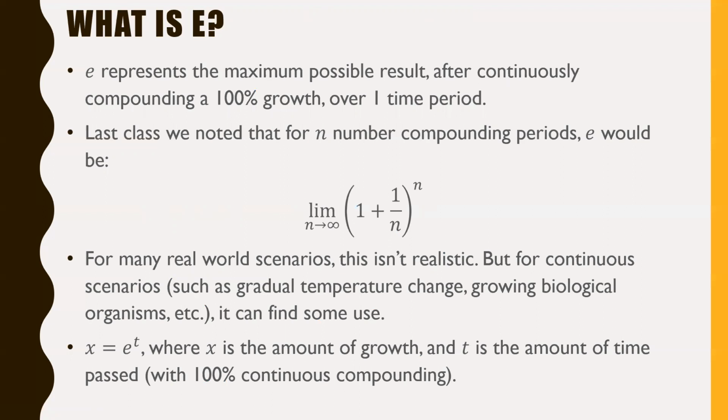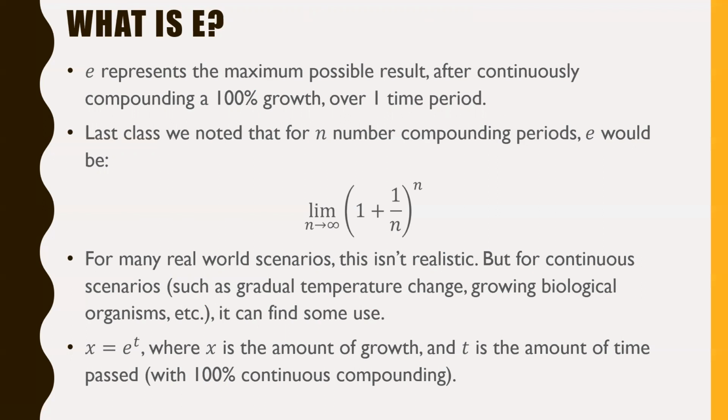Now, for many real-world scenarios, this isn't realistic, but for continuous scenarios, such as gradual temperature change, growing biological organisms, etc., it can find some use. So x equals e to the power t, where x is the amount of growth and t is the amount of time passed with 100% continuous compounding. We don't really need to get into this yet. It's going to be more important when we get into our applications of derivatives questions.